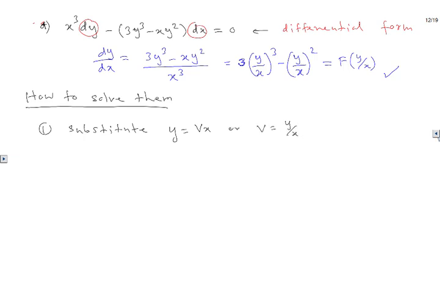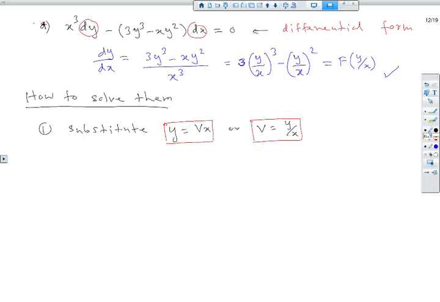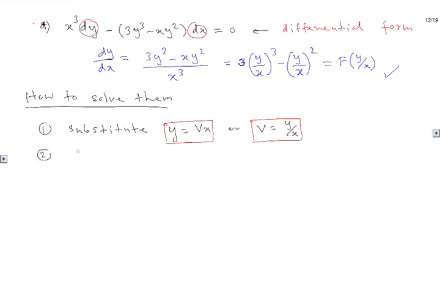So that is the substitution we're going to use: y equals vx, or v equals y over x. It's the same thing, remember one of them. That's the first step. The second step, we take the derivative.